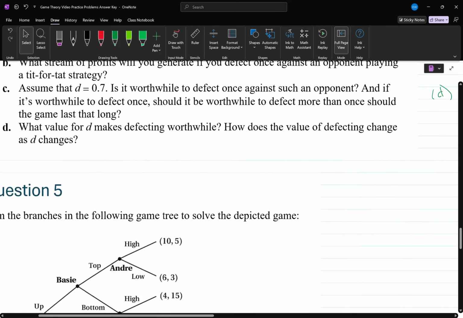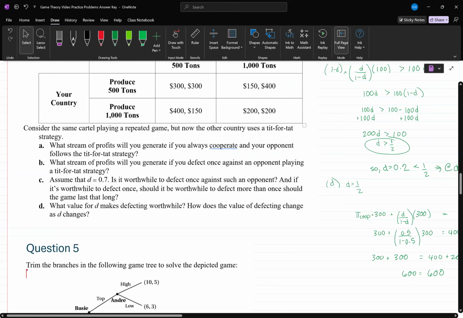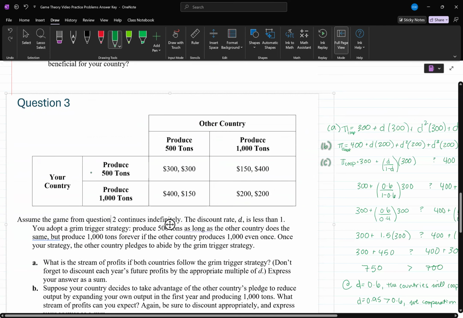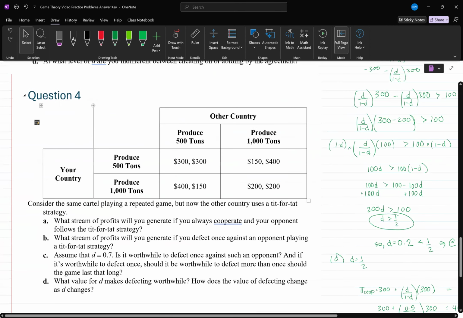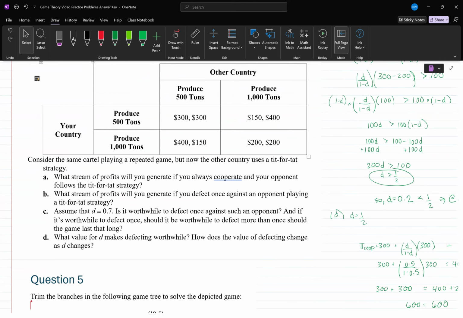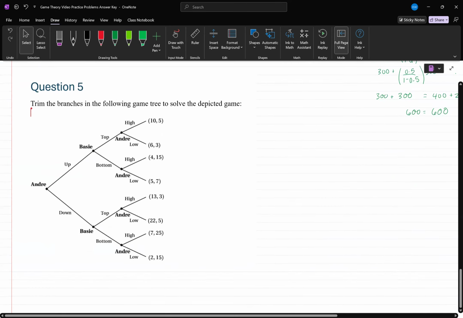Okay, so that was question 3. Let's go ahead and write that so we know. Let's move on to question 4. So question 4, again, we're playing the same game, but now rather than using a grim trigger strategy, both of us are using tit for tat. What is going to be our stream of profits if we always cooperate and our opponent uses tit for tat? Essentially, it's going to be the payoffs when we just cooperate and there's no strategy in question, right?